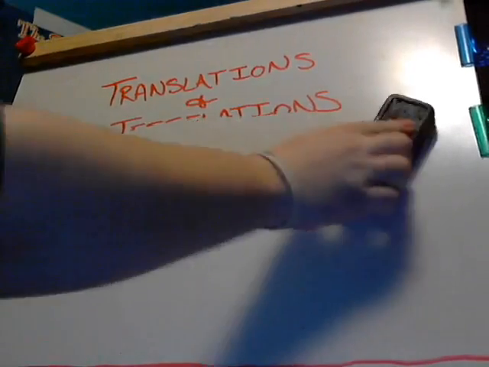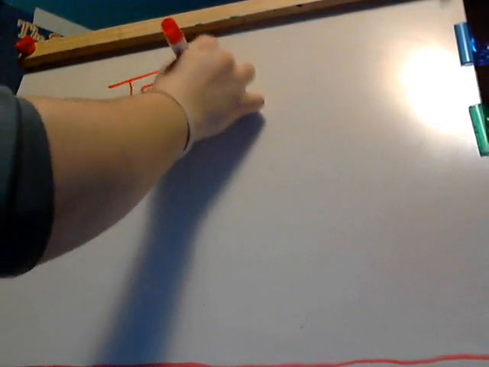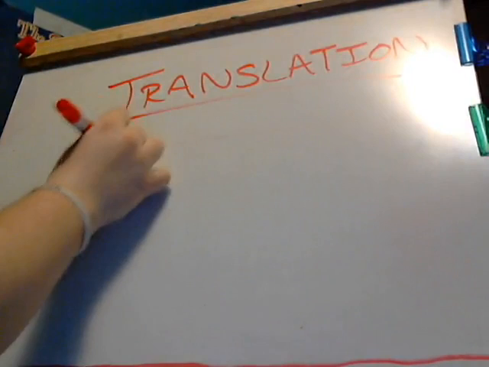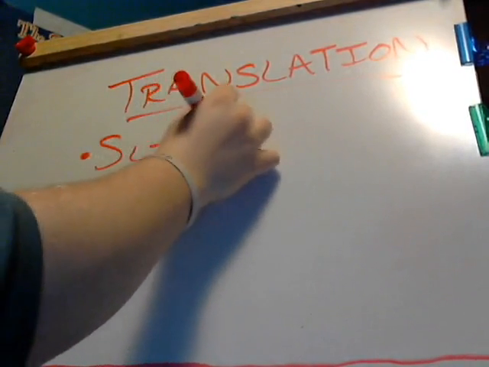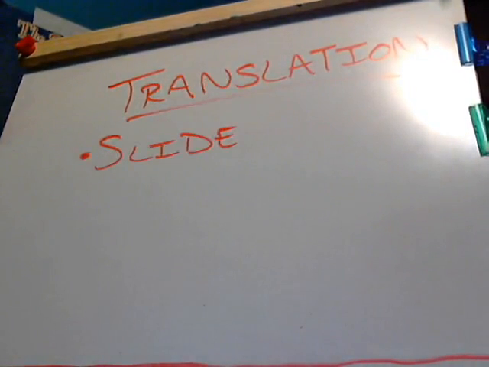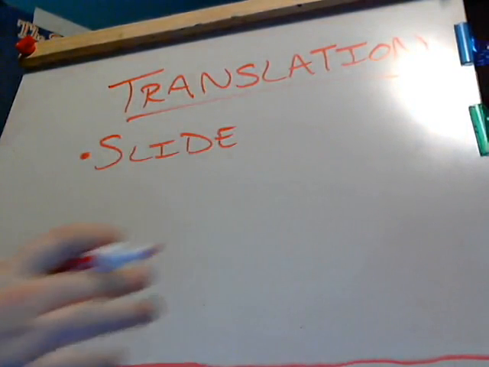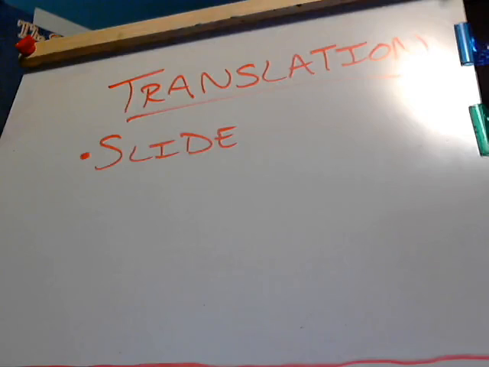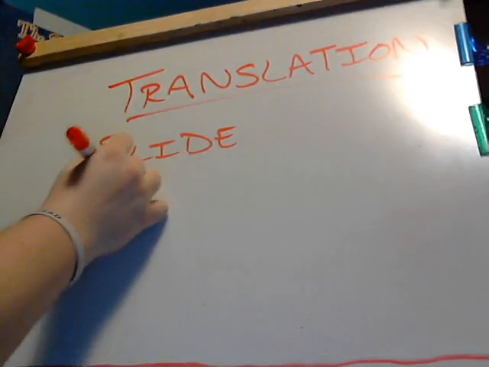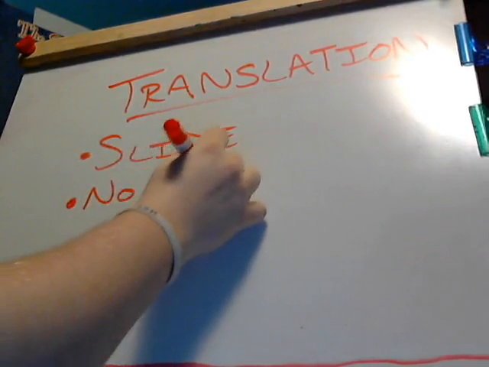Let me just get this erased here. Now, a translation, as you might remember, is a sliding of an image. Let me just go ahead and put this up on the board. Translation. That is a slide. So we're going to take an original figure, like I used a square. I took the original image and slid it over here. Nothing changed when I slid that square over. So there's no change in size.